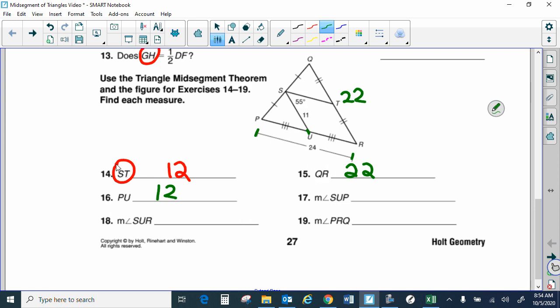The measure of angle SUR, which is this angle right here. Remember, the middle letter is your vertex. So vertex is U, and then which side of U do we want, or the entire angle? We want SUR, so it's that right side right there.